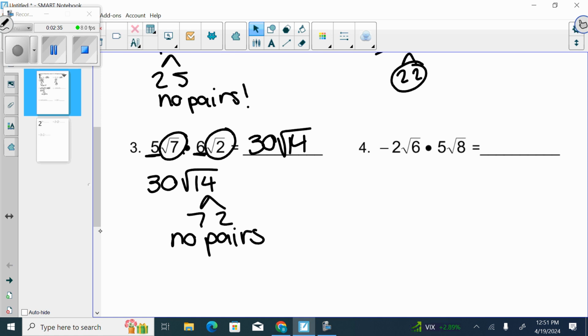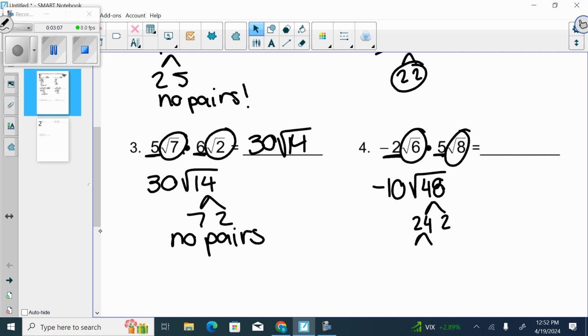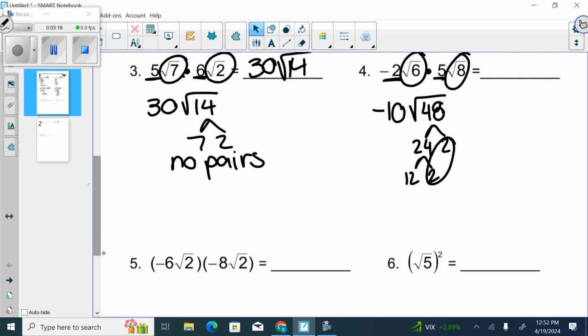Okay, number 4, same thing, okay? I'm going to multiply the numbers in front together. Negative 10. And then I'm going to multiply the numbers that are underneath together. 48, good. All right, 48 is pretty big, so let's see if we can simplify the 48. 24 times 2, okay? What about 24? 12 and 2? All right, well, there's a pair of 2's, right? Can I split that 12 anymore? Yeah, what does 12 split into?